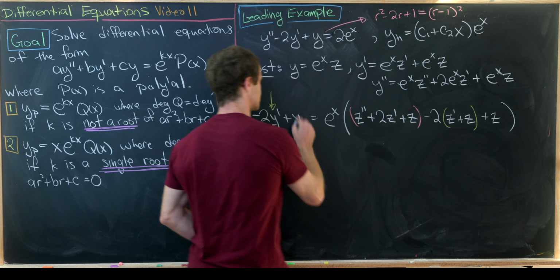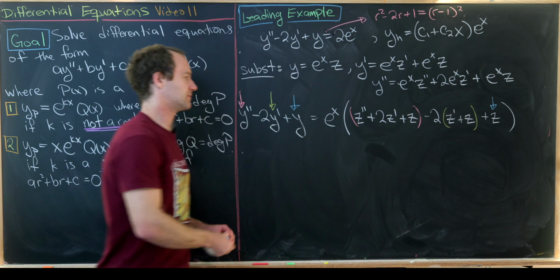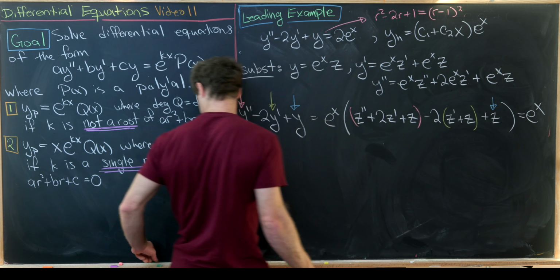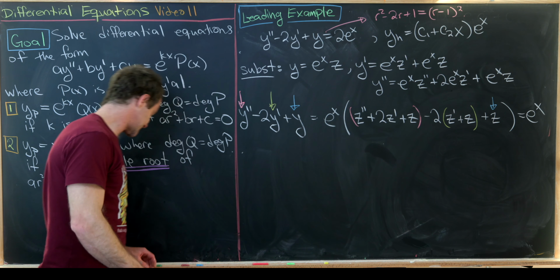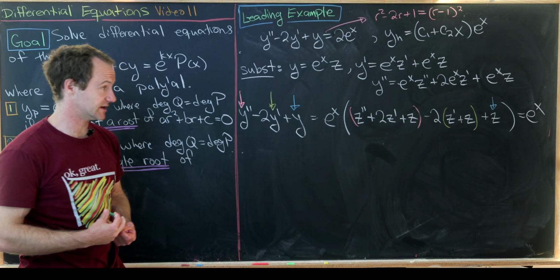And just for good measure, let's put a blue arrow over this, and then that's where that's coming from. And all of this needs to be equal to e to the x. Now let's see what cancels, if anything, in this case. And in fact, a lot cancels in this case.